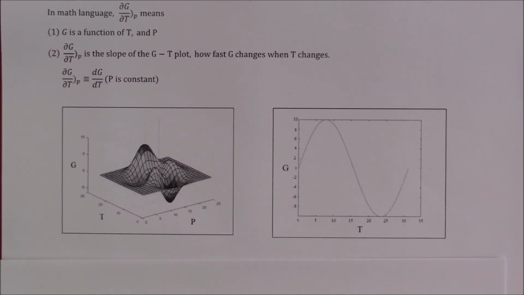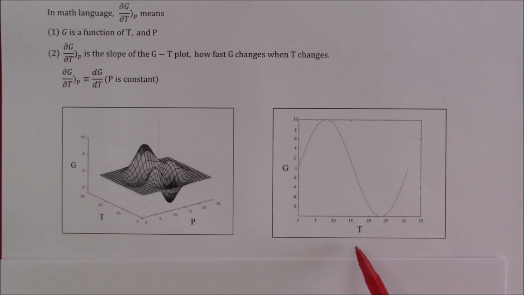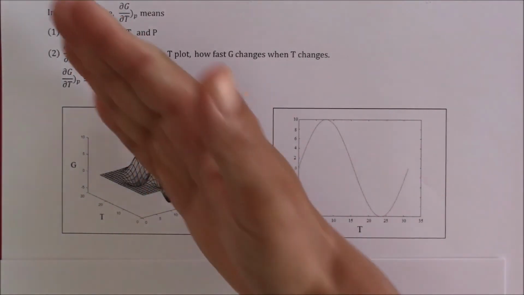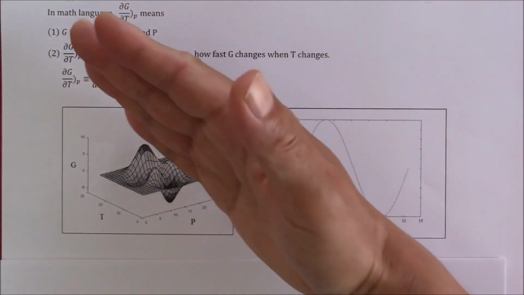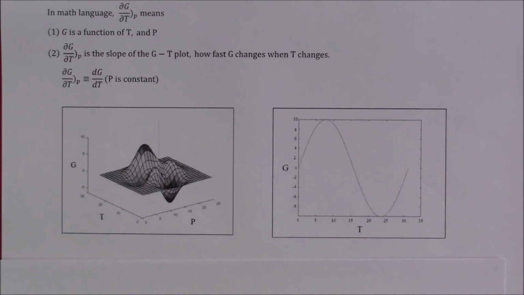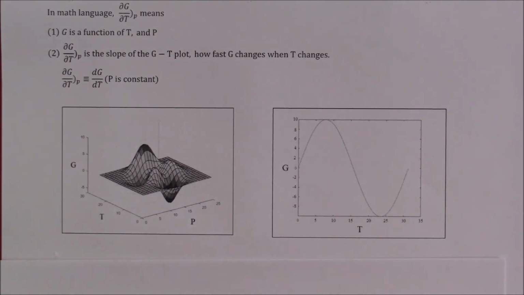If you want to study how g changes when t changes, it's better you cut a piece out from the 3D plot. But if you cut at different p, then your 2D plot may be different. If you cut along this place, compared to cutting along this place, then the 2D plot will be different. Therefore, if you want to study the 3D plot completely, you have to cut many pieces.